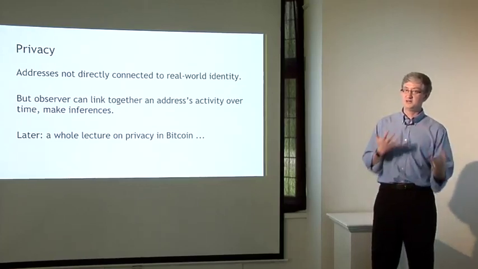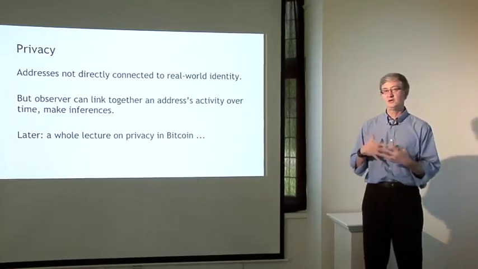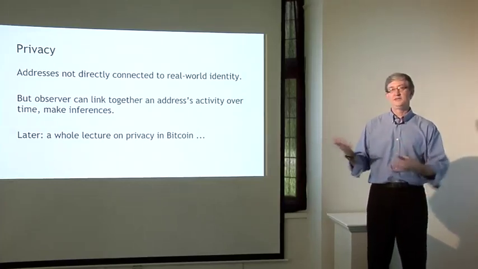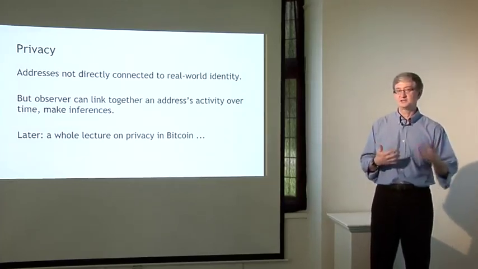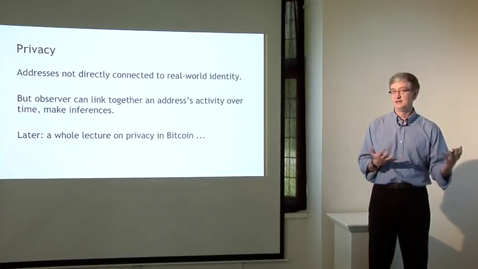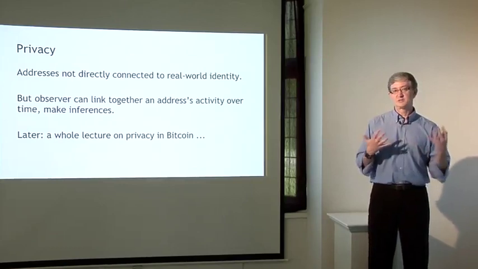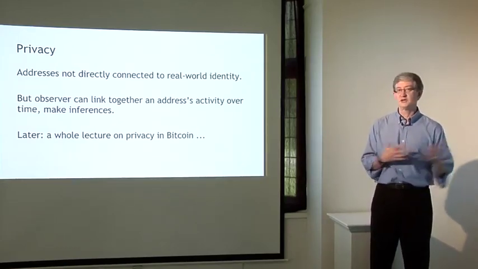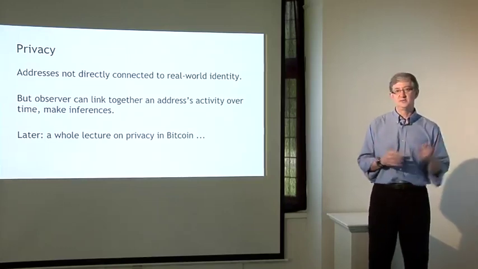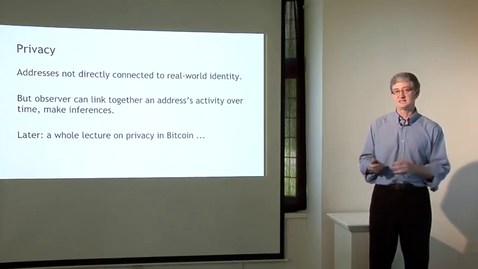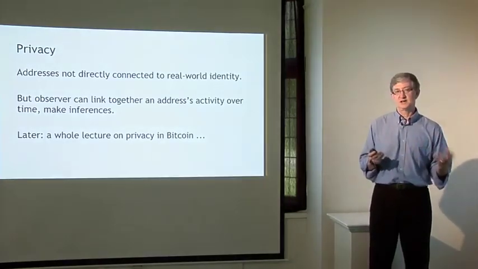And so this balance between, on the one hand, there being no initial tie to real-world identity, and on the other hand, a pattern of behavior of an address emerging over time, and the question of what can be inferred and which dots can be connected, that gets pretty complicated. And that's really the question of privacy in a cryptocurrency like Bitcoin, and there's a whole lecture about that later on. And so I'm not going to steal the thunder of that lecture. I just want to give you an idea of how decentralized identity makes privacy a complicated question.